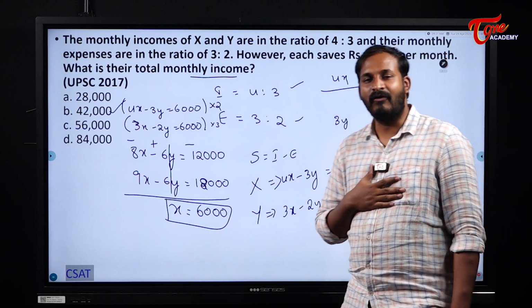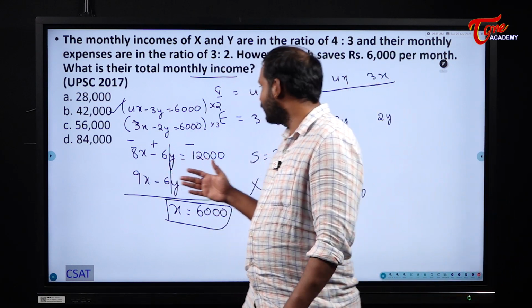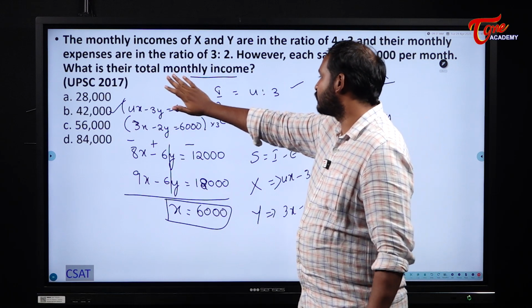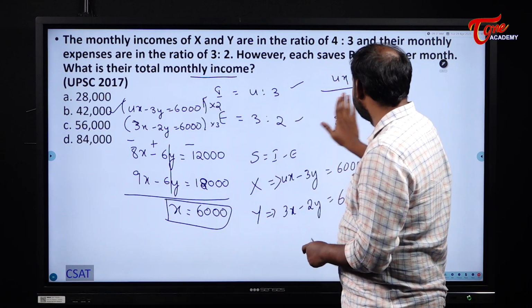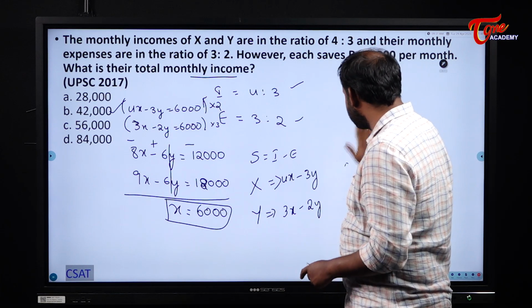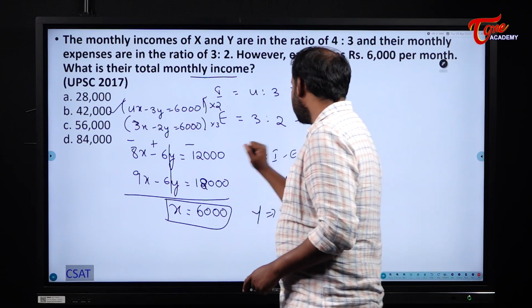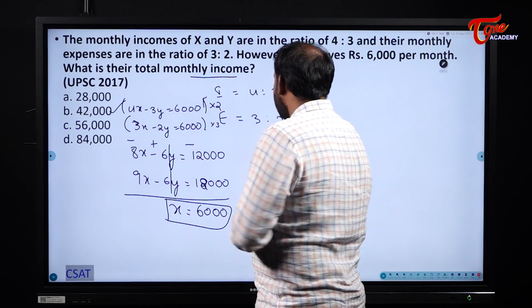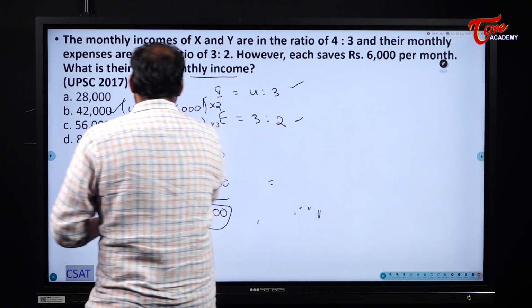In this case, someone may ask, sir, why are you doing all these things? Here we can directly solve. Yes, in this case we can solve this one. Now I will tell you the shortcut. The advantage of this question is that here the differences are also equal. So directly you can solve this one.